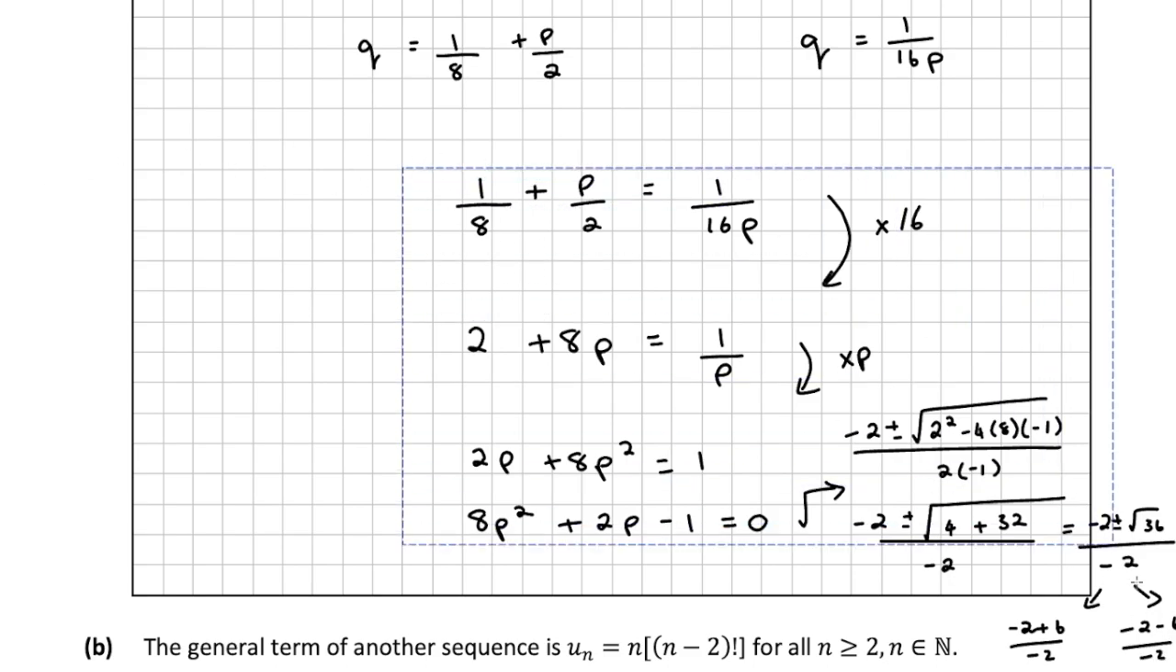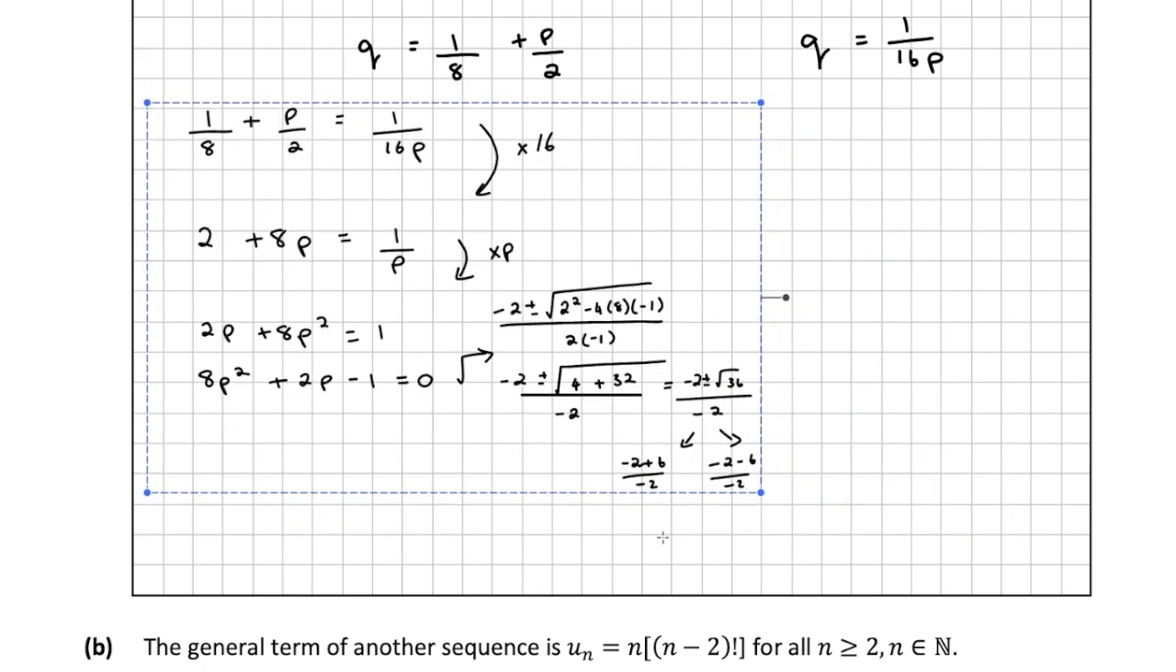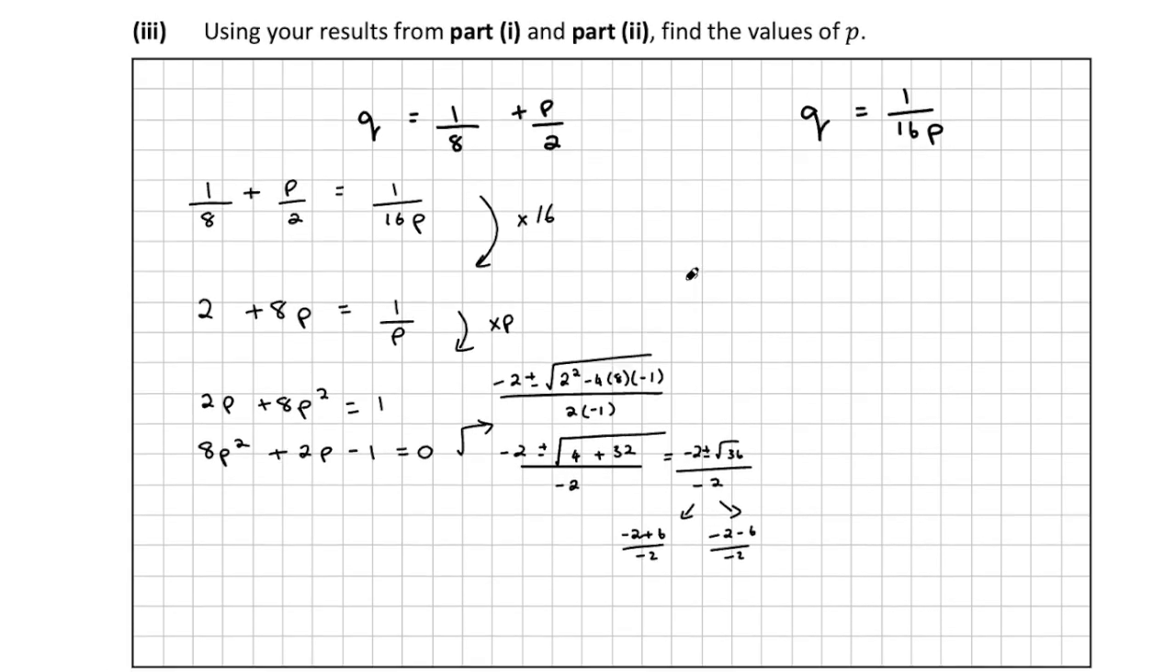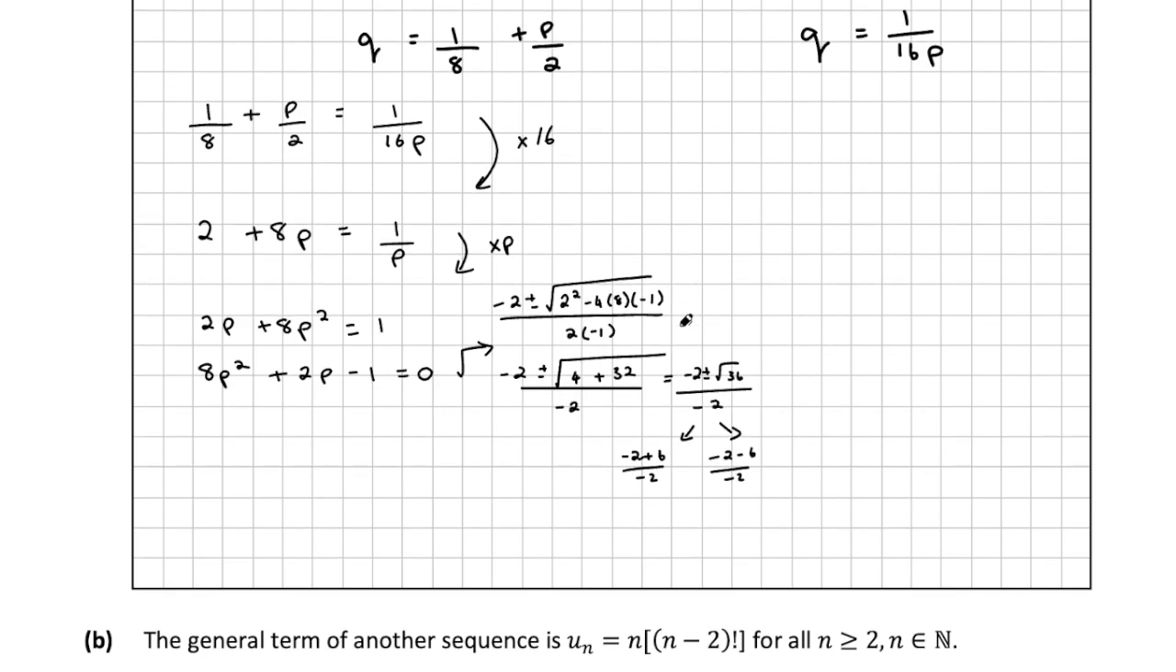I'm going to move this all up because I'm not anywhere near finished yet, because this is just the value of P that I'm working out. I still have to get Q as well, do I? Or it just says, using your results, find the values of P. Okay, so I don't need to find Q, they just want me to find the values of P.